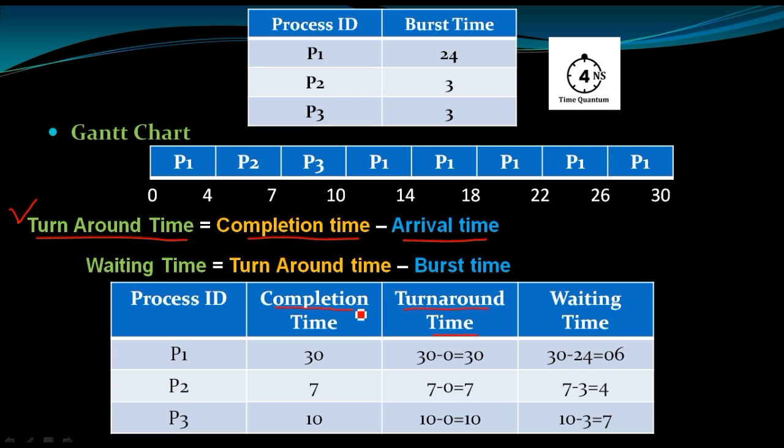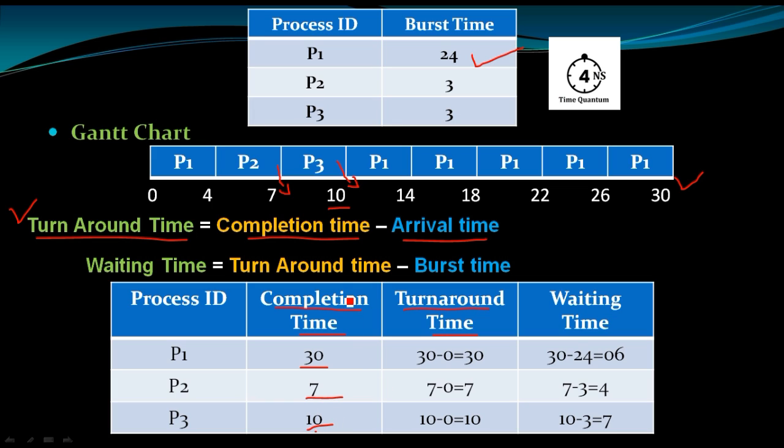understand the completion time. Completion time means when the process completes its burst time. So P1 completes its burst time at the 30th nanosecond. So 30 nanoseconds is the completion time of P1. Similarly, P2 completes its execution at the 7th nanosecond, so 7 is the completion time of P2. Similarly, P3 completes its execution at the 10th nanosecond, so 10 is the completion time of P3. So these are the completion times.